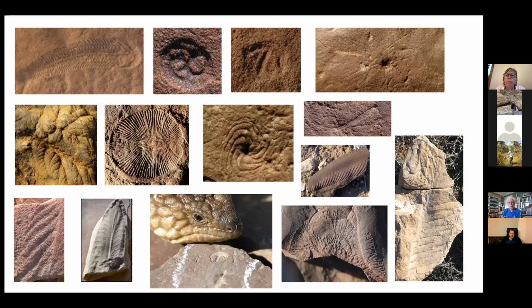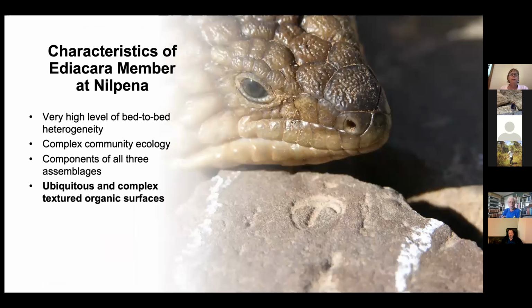I'm going to talk about another aspect. When we look at beds, instead of just looking at fossils, we look at whole beds. Amongst the things we've found is a very high level of bed-to-bed heterogeneity. That means very different fossils from one bed to the next in terms of diversity and abundance, varying complex community ecology. We also have components of all three assemblages, Nama, Avalon, and White Sea.